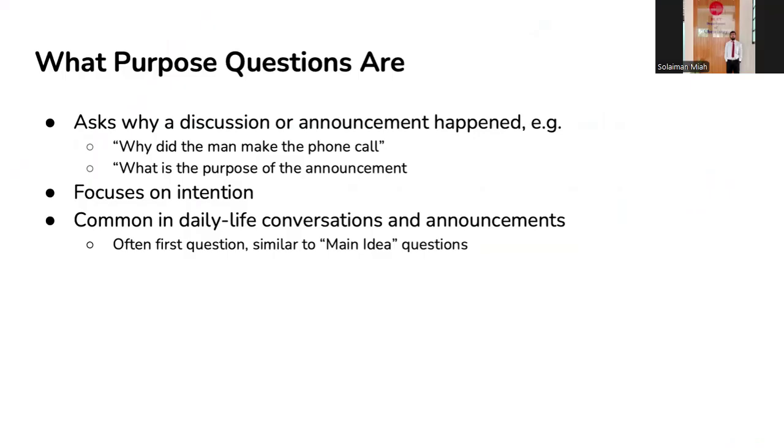These questions focus on the speaker's intention rather than the topic itself, which means you often have to think about the situation or tone, not only the words being said. They appear most frequently in daily life conversations and announcements, where the reason for speaking is usually tied to a practical need or specific goal.